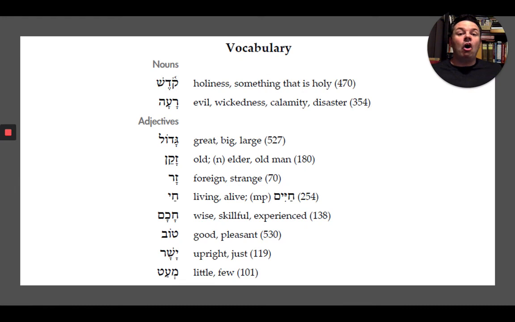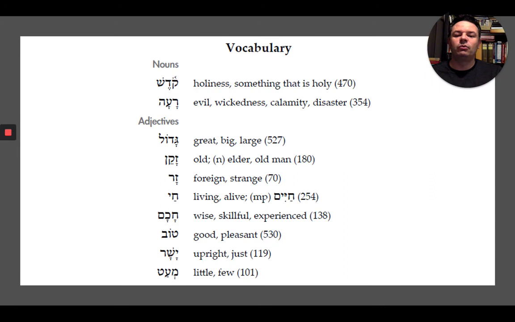So it doesn't mean all of those things every time it's used. You know from the context that it's used in. So gadol means great or big or large. Again, you just have to look at the context. All of those words mean basically the same thing, and these are adjectives. Zakain is old or elderly. Zar is the word for foreign or strange. Hai is the word for living or alive, so all that is alive.